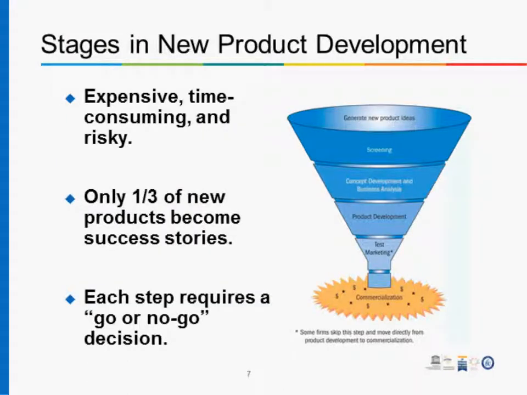New product development is a very expensive, time-consuming and risky process. At the beginning, you may have lots of product ideas, but at the end, only one third of new products become success stories. So when you move to the second step, third step, and fourth step, each step requires go or no-go decisions. At the end, only a few ideas are acceptable as a new product.